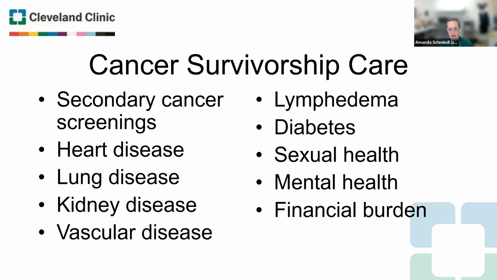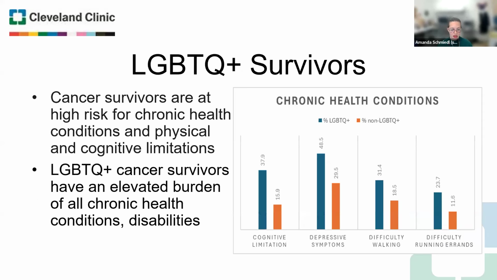I'm not going to belabor this too much, because I know that we have a lot of good talks on sexual health and financial health. But we are sensitive to this, and we know that those in sexual and gender minorities may have some unique barriers to survivorship care. We know that cancer survivors are at higher risk for chronic health conditions, and physical and cognitive limitations, and that LGBTQ plus cancer survivors have an elevated burden of all chronic health conditions and disabilities.